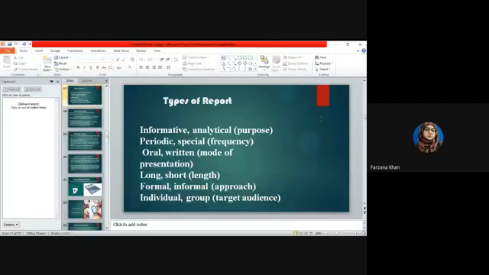So formal and informal reports on the basis of approach are divided, and on the basis of the target audience for whom you are writing your report, there are two types of reports: individual reports or group reports. So I'll elaborate a few types of reports today in this lecture.